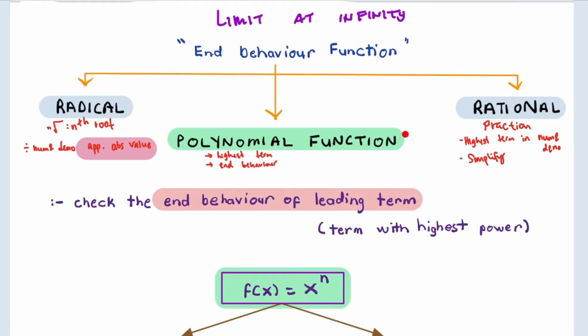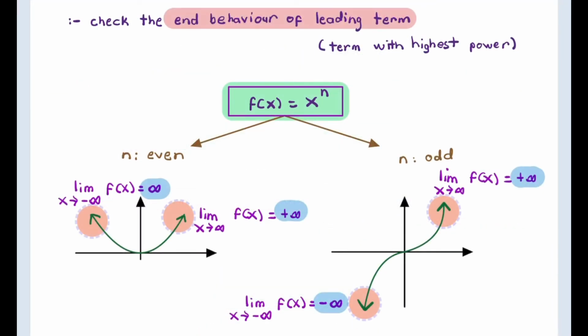So if you have a limit at infinity for a polynomial function, let's just take the highest term of the polynomial function, because we only want to follow the end behavior, which means we'll follow only the leading term, which is the term with the highest power. So you can ignore the other terms, we'll only focus on the highest term.